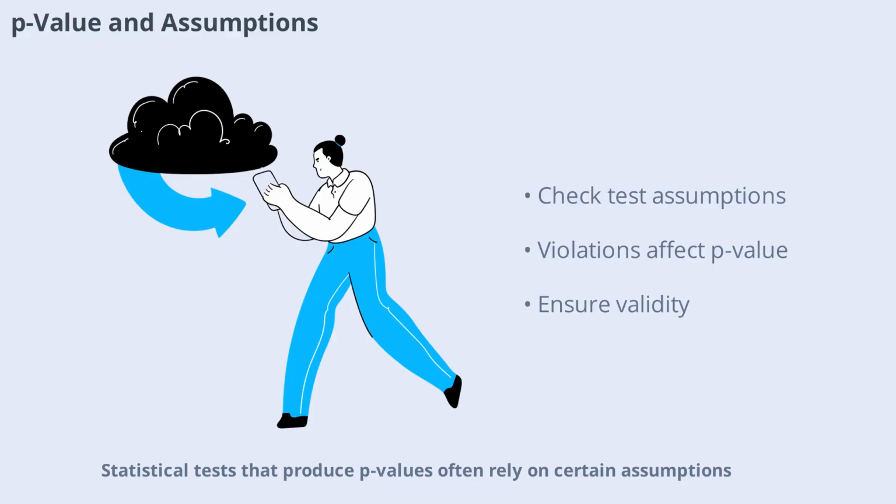Statistical tests that produce p-values often rely on certain assumptions, such as normality or equal variances. Violating these assumptions can affect the accuracy of the p-value and lead to incorrect conclusions. Always check the assumptions of your test before interpreting the p-value.